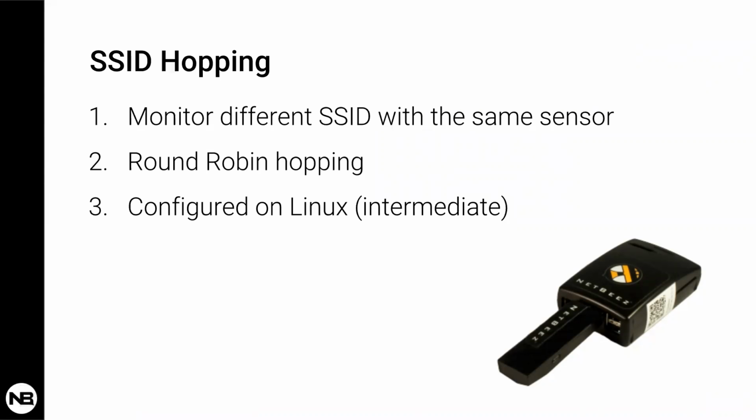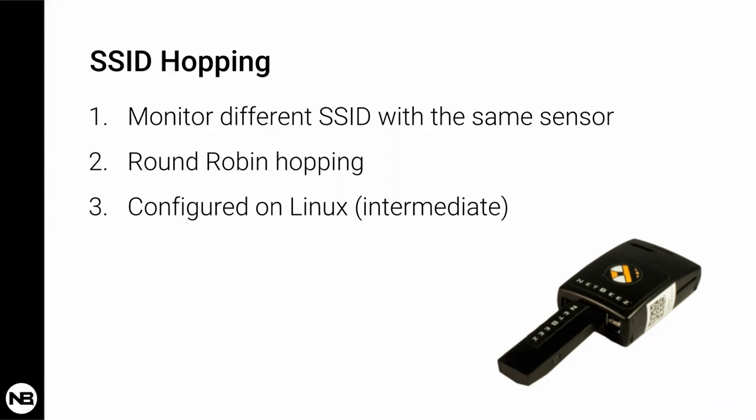It's very useful when, for example, your corporate network has a guest wireless and an employee's wireless, and you don't want to deploy two hardware sensors to monitor those SSIDs, but you want to do the same with a single one.